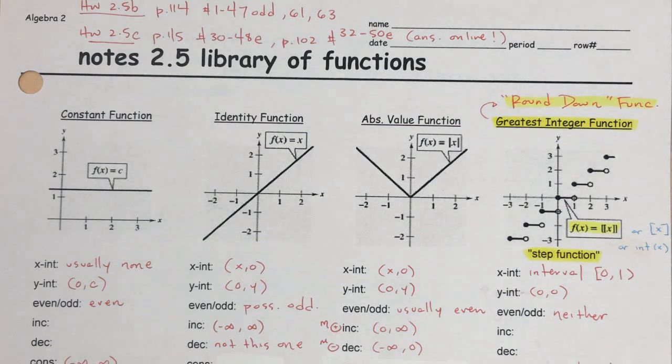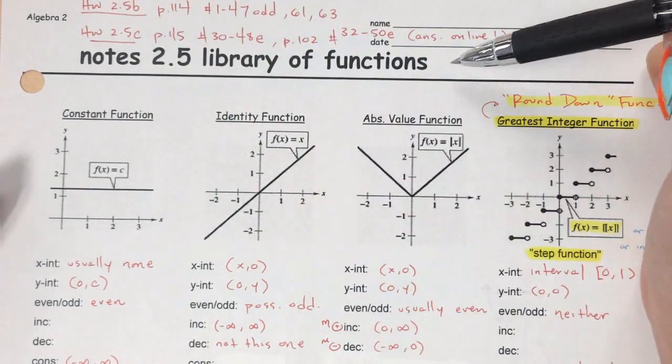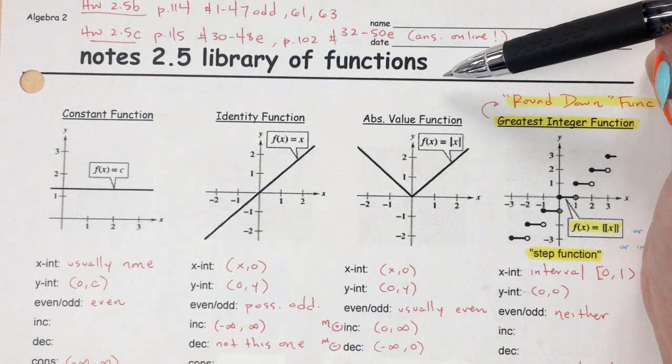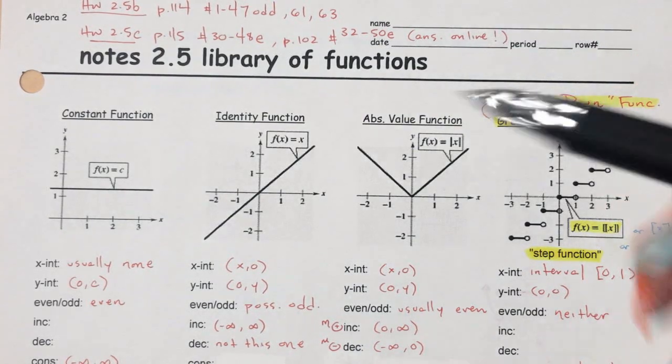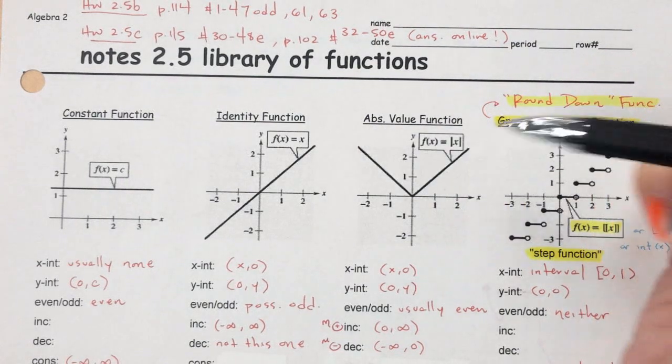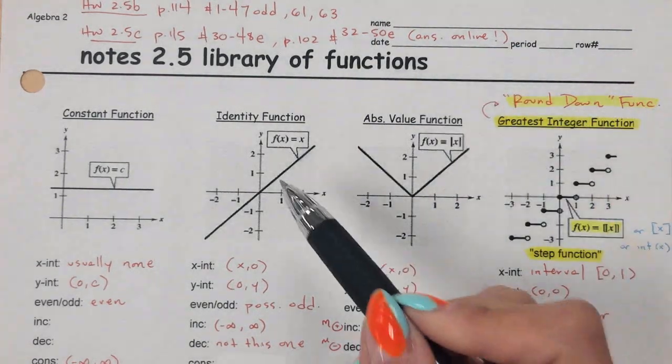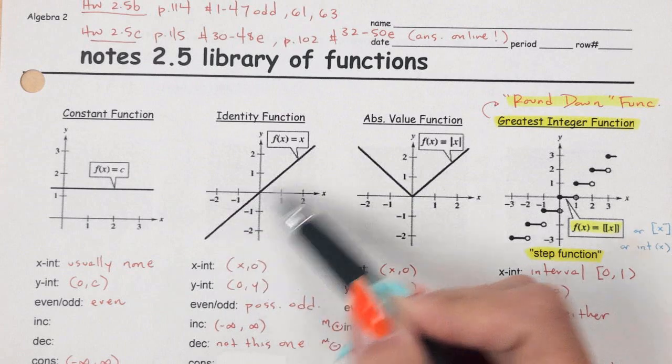Alright guys, so notes for 2.5. This is our library of functions, which means all the functions that you should know and basically have memorized in your head, and some of them you definitely know. Like, you know what an absolute value function looks like. You know what y equals x looks like.